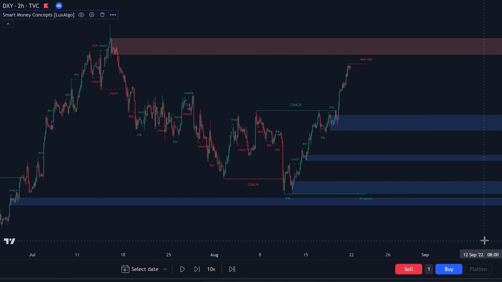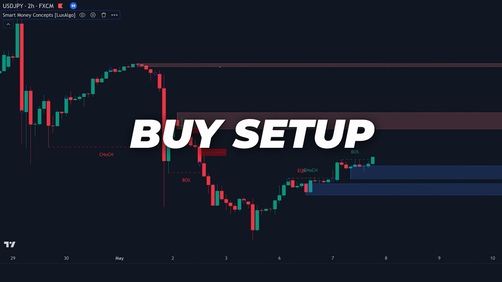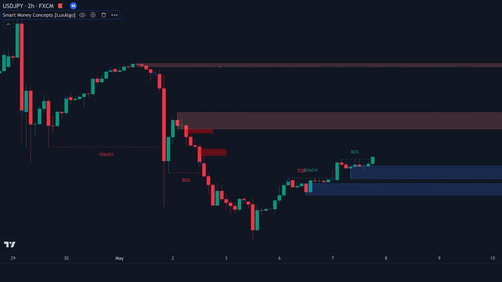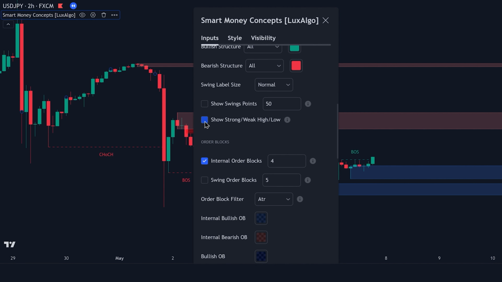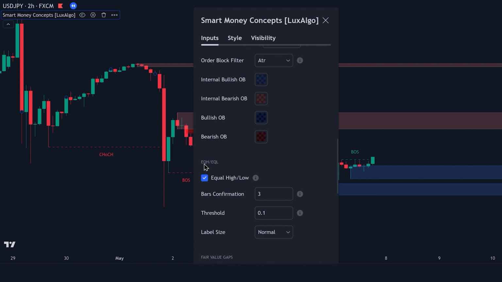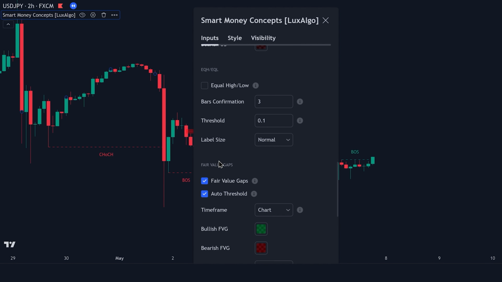Then click OK. The first buy trade setup we will be discussing is the simplest way to use the indicator. You will need to go back to the indicator settings. Then, turn off Show Strong and Weak, High and Low. Turn off Internal Order Blocks. Turn off Equal High and Low. Turn off Auto Threshold. Then click OK.